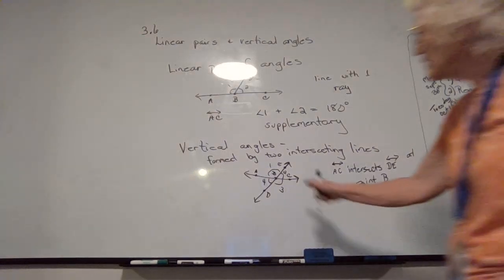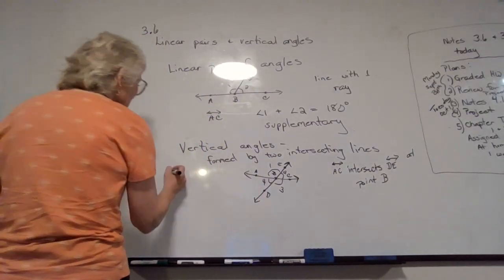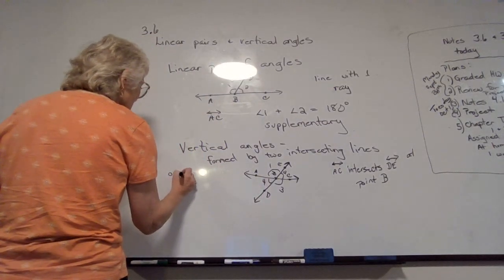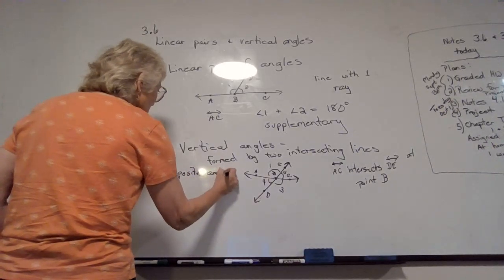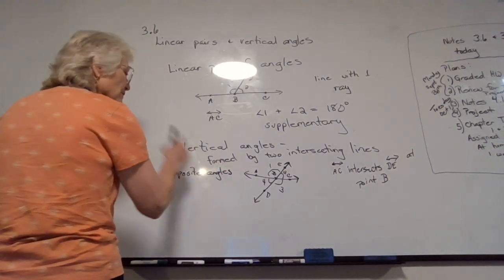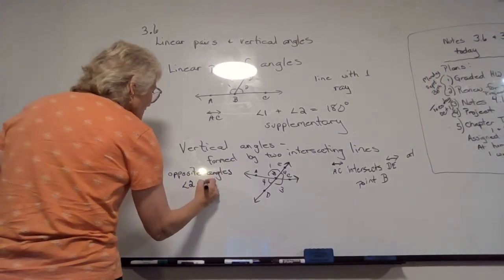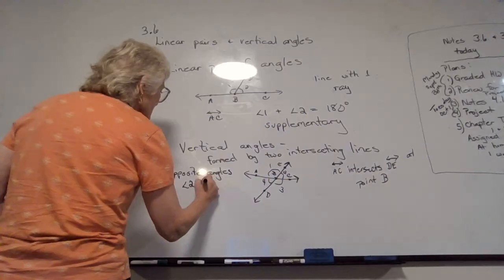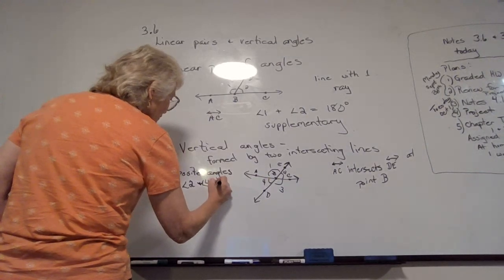Okay, so these are called vertical angles. They are the opposite angles when they're formed this way. So angle 2 and angle 4 are vertical.